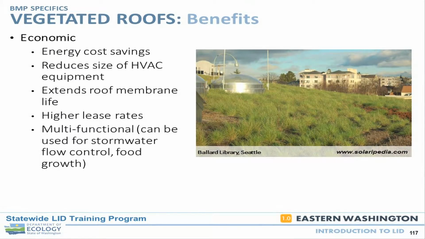And they also have multiple functions, so can be used for stormwater flow control as much as they can be used for food growth. But that gets into which type of roof. Are you doing an intensive roof? And that would be a candidate for having a rooftop garden, because people can actually get out and access it because there's enough structure to support those people. An extensive roof would not be a candidate for a rooftop garden and food growth.